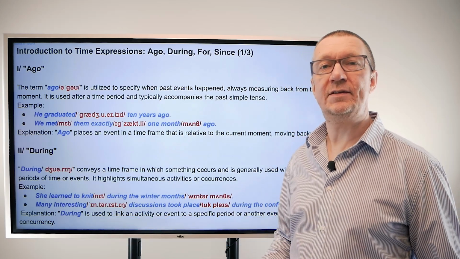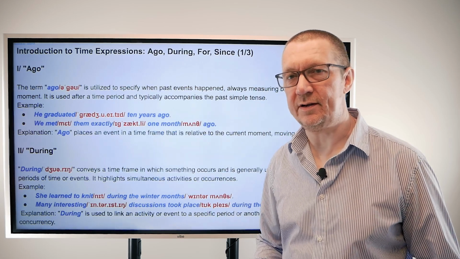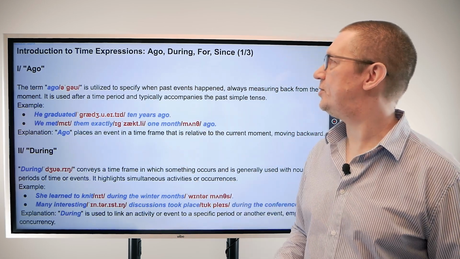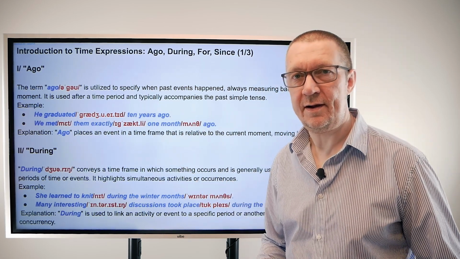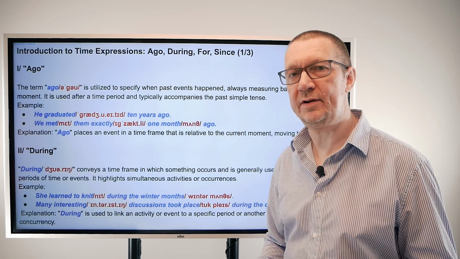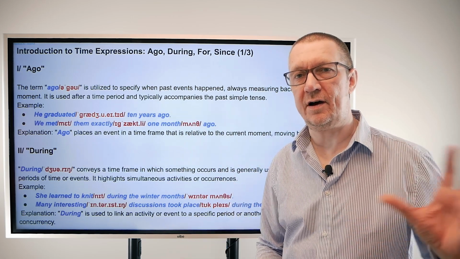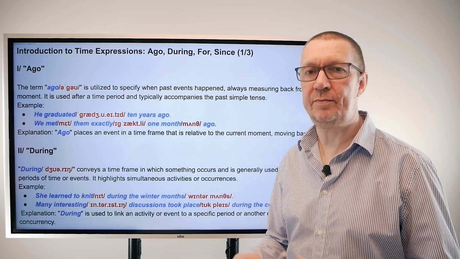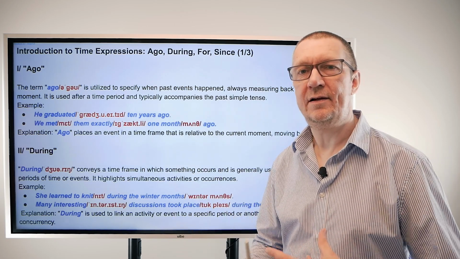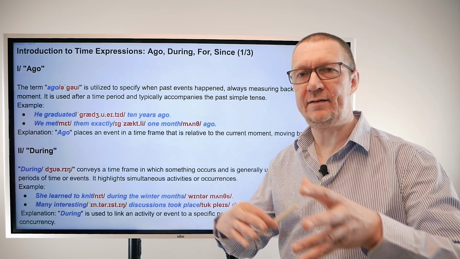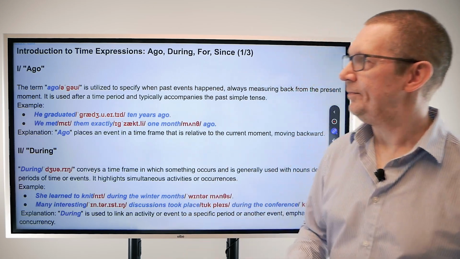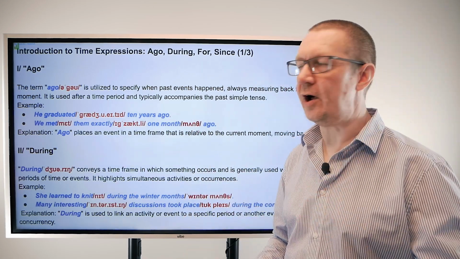My name's Dan and today we're going to look at time expressions. So words like ago, during, for and since. These words are very important in order to be able to show when things happened in relation to other things. And it can really help you make sure you communicate your timings about your events and things you want to say correctly. So let's start with the word ago.